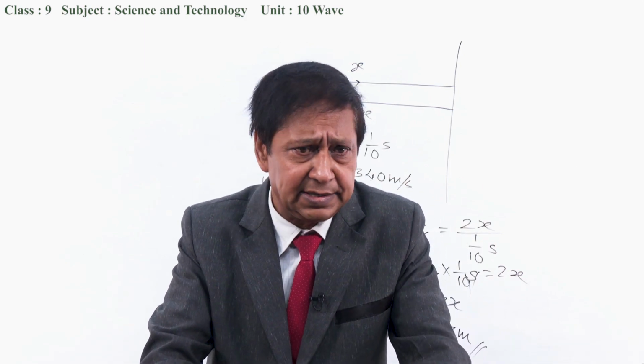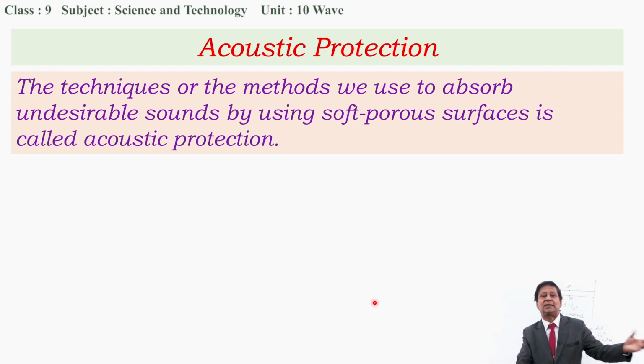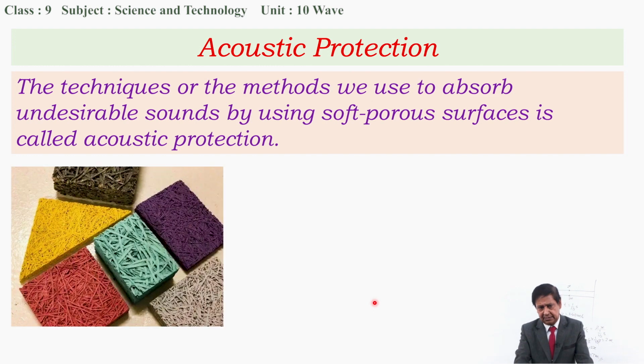Exactly what is it? The techniques or methods we use to absorb undesirable sounds by using soft porous substances or soft porous surfaces is called acoustic protection. Look at these substances. They are porous. There are so many pores, and sound travels in the form of compression and rarefaction, and air molecules are vibrating forward and backward. When it enters into the pores, the vibration stops, and this is the absorption of sound.